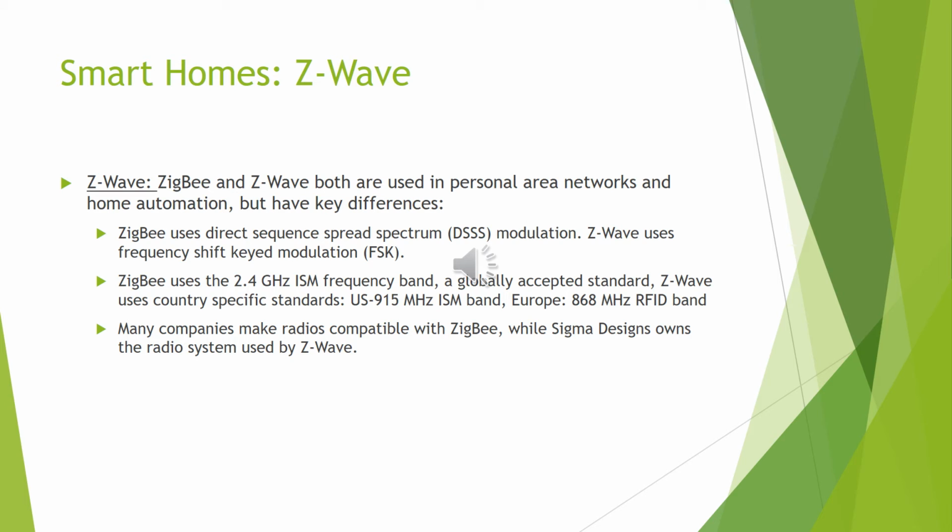Zigbee and Z-Wave also operate in different frequency bands. Zigbee uses the 2.4 GHz ISM frequency band, which is a globally accepted standard. Z-Wave uses country-specific frequency bands, such as the 915 MHz band in the United States and the 868 MHz band in Europe. Zigbee is much more of an open standard than Z-Wave. Many companies design radios which use the Zigbee standard, while Sigma Designs owns the radio system used by Z-Wave.